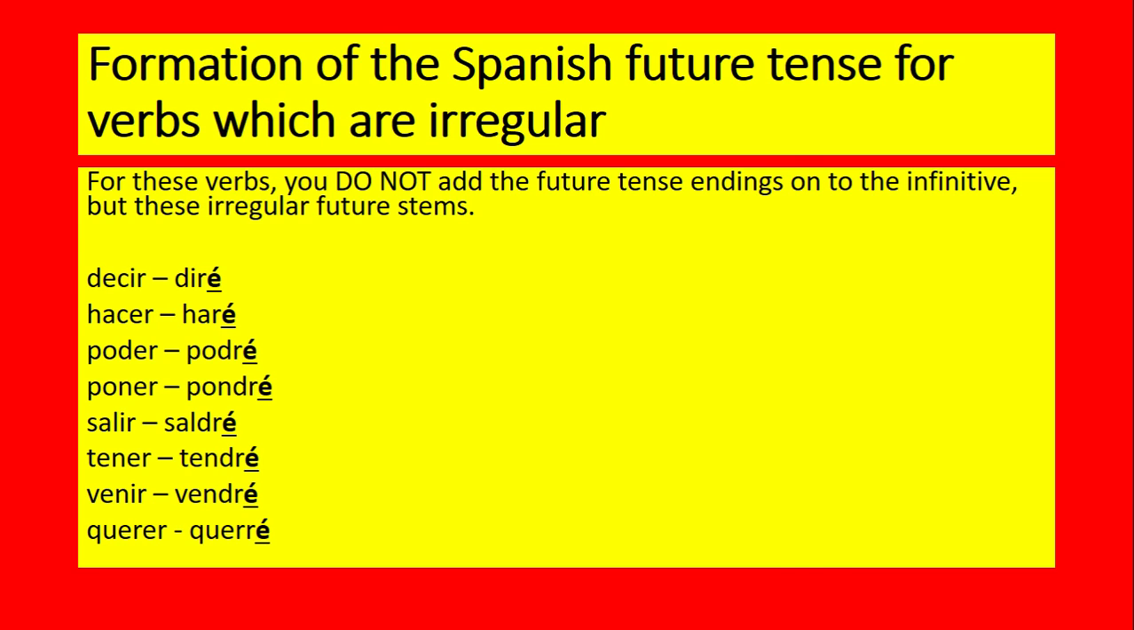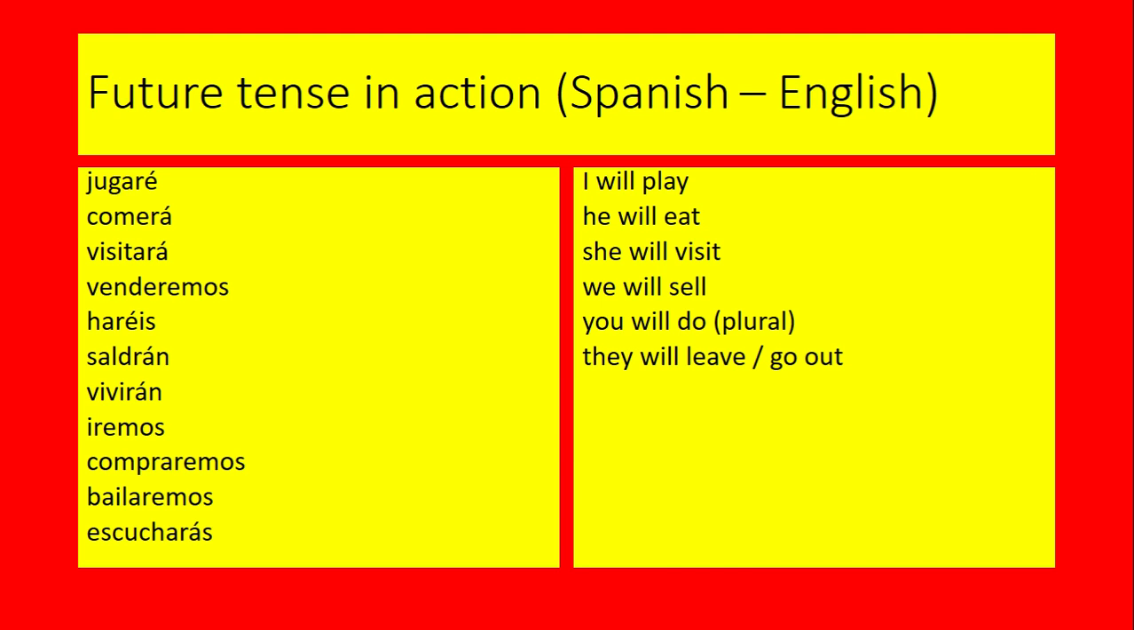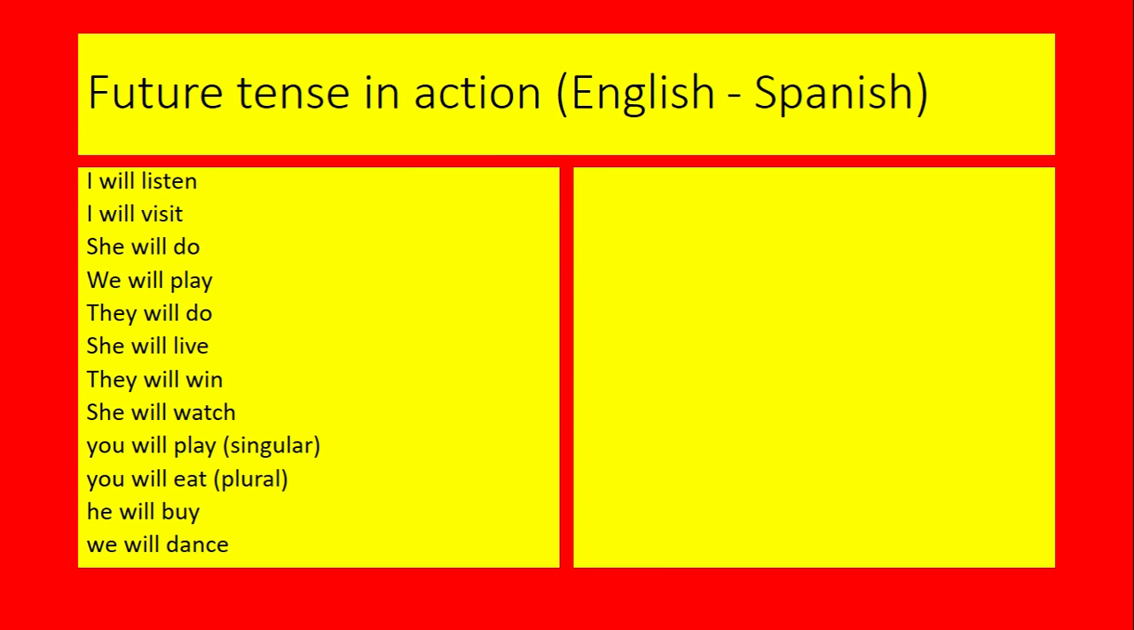So remember the basic rule, add the endings onto an infinitive, but for these verbs you just need to learn that these ones are slightly irregular. The endings are exactly the same though, it's just what you add them to that changes. So here we go, just press pause, just check that you can translate these into English. Okay, here are the answers. And here are some from English into Spanish. So again, just grab a bit of paper, scribble these down, and if you can translate these perfectly, then you can say you've got a pretty good understanding of the future tense in Spanish.